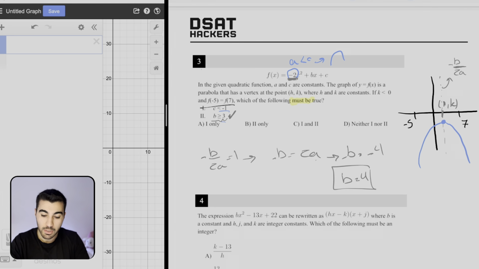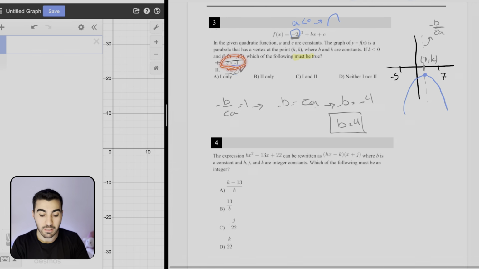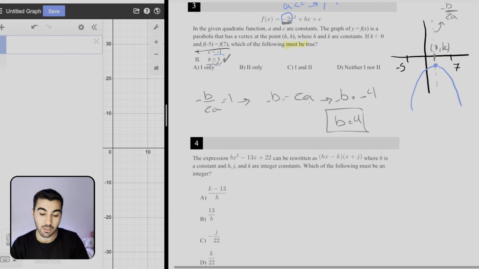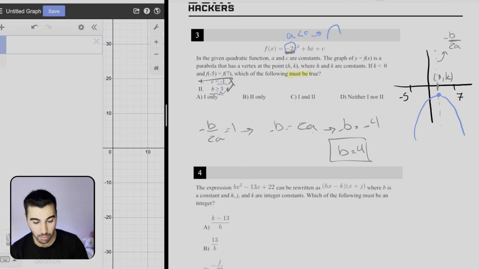So what we know is that C is always negative, but we don't know if it's less than negative 1 or not. So is this always true? Well, this can be true and it cannot be true, right? So that's why that is wrong, because we are looking for which one must be true, always true. So that one is wrong. The second one is correct. Choice B is the correct answer for this question.